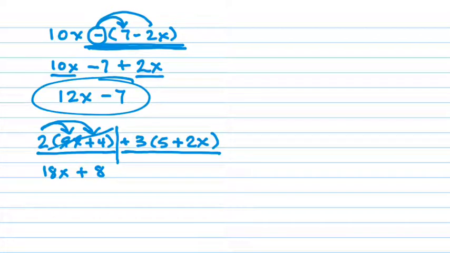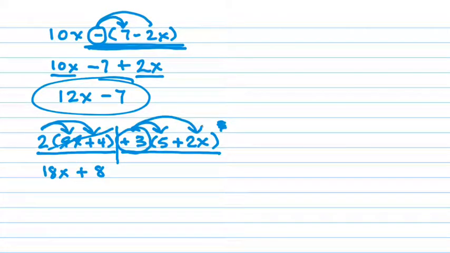Now let's move to the second one. Inside is 5 plus 2x. Are those like terms? No. Is there an exponent? No. Is there a coefficient? Yes. What is the coefficient? Make me proud here. Positive 3. Excellent. Thank you. We're going to take that times everything inside.